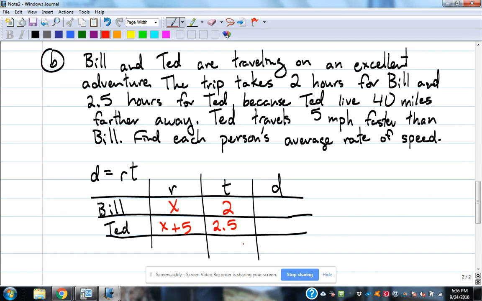Okay. Now, here's where the D equals RT comes in. Bill's distance should equal 2 times X, right? Because it's distance equals rate times time. Ted's distance should equal 2.5 times the rate, which is X plus 5. Bill and Ted ended up at the same place. Okay? They're at the same destination.